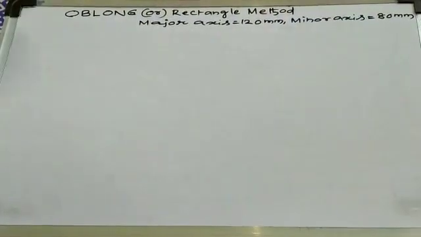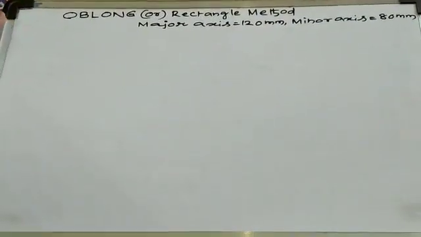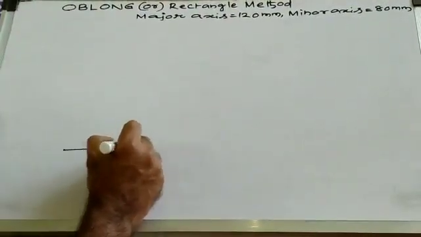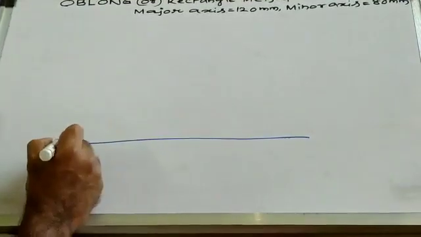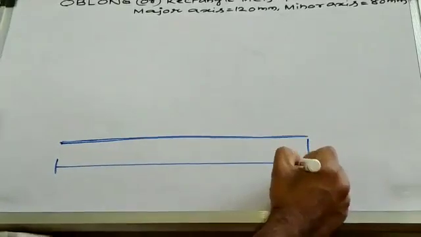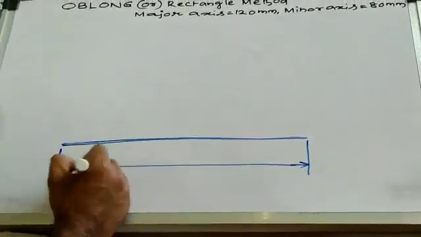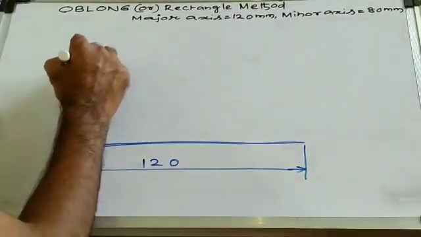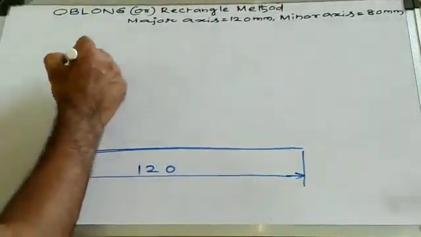Good morning, students. In the special methods of ellipse, oblong method or rectangle method, major axis 120 mm, minor axis 80 mm. First, we want to draw the rectangle. This is the major axis of length 120 mm. Minor axis 80 mm.